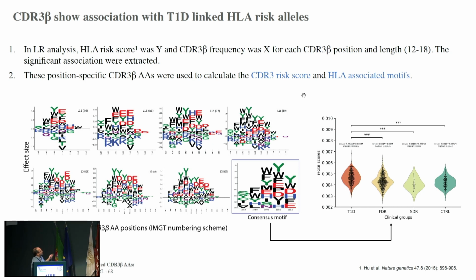And combining all these different lengths and amino acids, we've also designed a consensus motif, which also shows a genetic risk for type 1 diabetes. And you can see the motif score is much higher for the type 1 diabetic repertoires, and that it gradually goes down for FDR, SDR, and control.